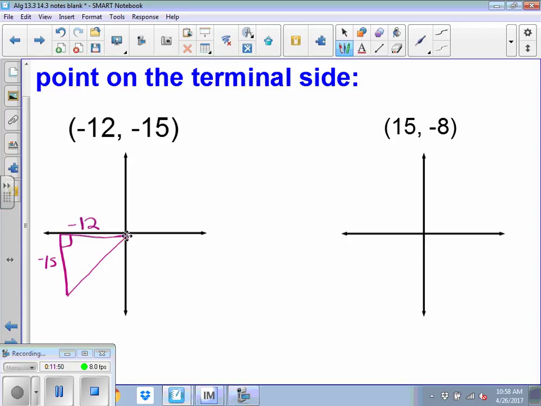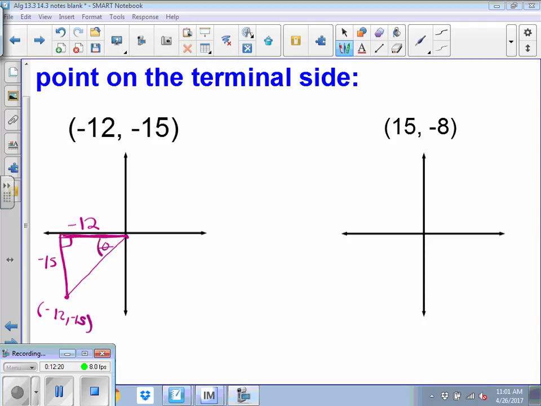So that's how I draw it. I map it like a road map, and then it's putting my values in place as I do it. This is the point -12, -15, but you don't need to label that point. These are what really needs to be labeled, right? Theta is always at the origin.